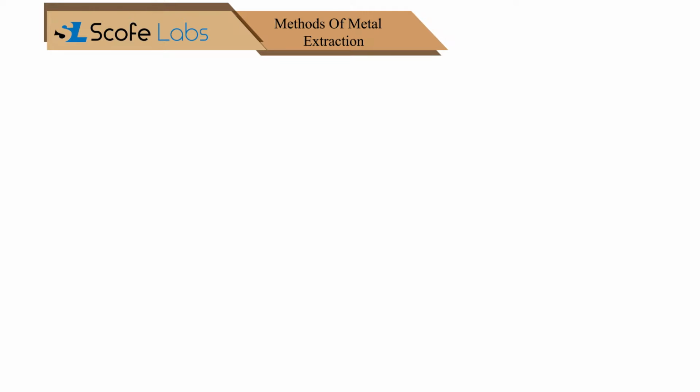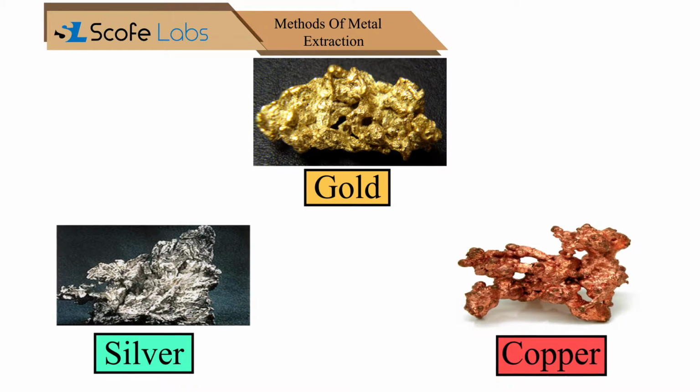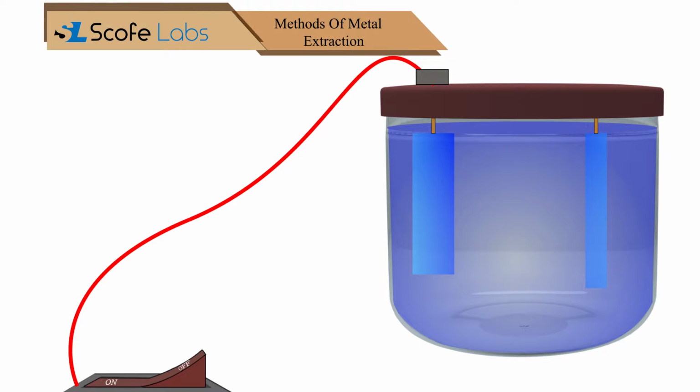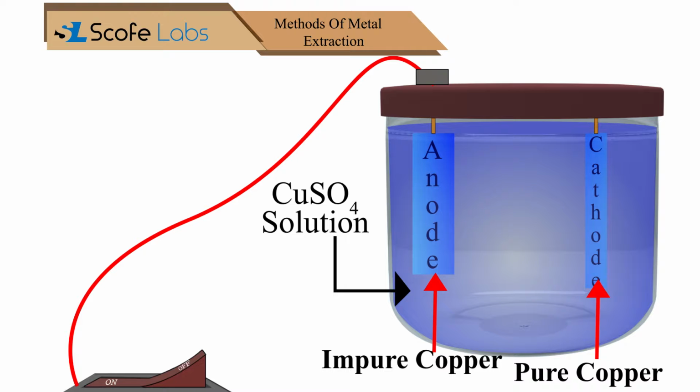Electrolytic reduction is the process of obtaining pure metals, like gold, silver, copper, etc. by the process of electrolysis. For example, in order to purify copper, we should take pure copper as a cathode, and impure copper as an anode, in a CuSO4 solution.